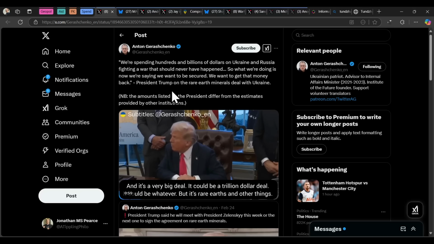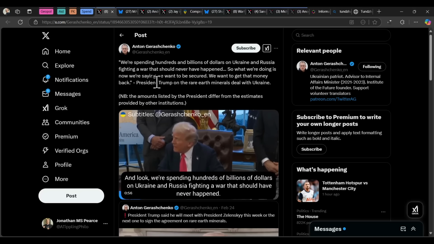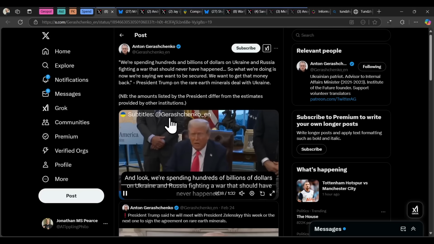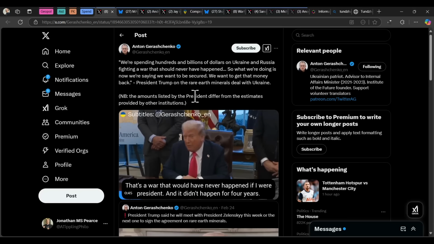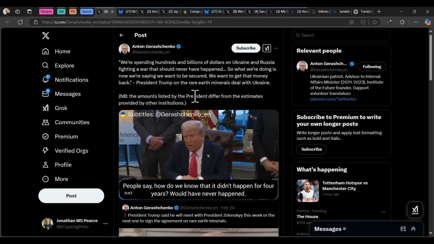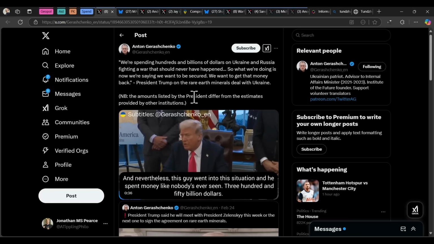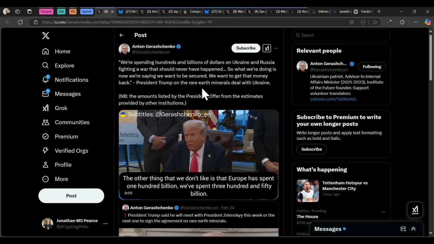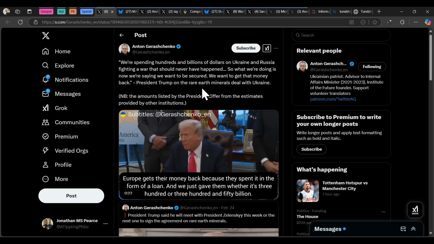Anton Gerashenko here is, well, actually, this is quoting President Donald Trump. Quote, "We're spending hundreds of billions of dollars on Ukraine and Russia fighting a war that should never have happened, blah, blah, blah." So now we're saying we want to be secured. We want to get that money back. There's your problem. They want that money back without understanding that it was a mixture of grants, loans, aid, just general, I wouldn't say charitable assistance, because it helps to achieve the strategic objectives of the United States.